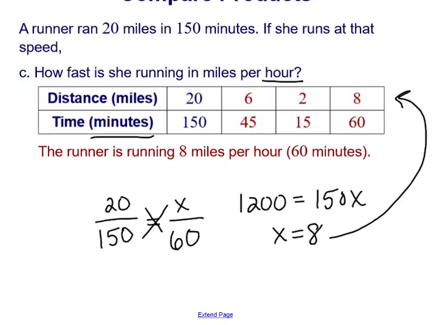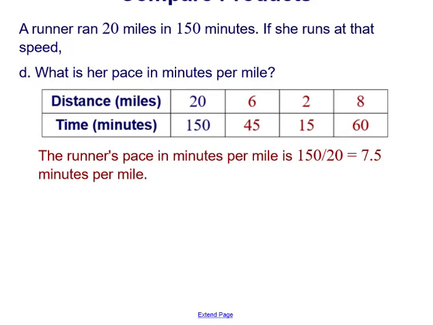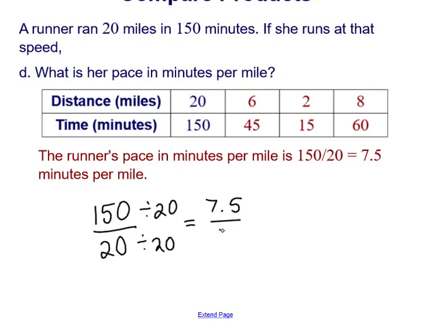Finally, we can ask, what is her pace in minutes per mile? Now minutes per mile is our unit rate because it's 1 mile for how many minutes. So here we want minutes per mile, so we have to actually use the ratio 150 over 20. We can then divide by the denominator of 20 to get that unit rate, which gives us 7.5 over 1. So that's why the runner's pace in minutes per mile is 7.5 minutes per mile.